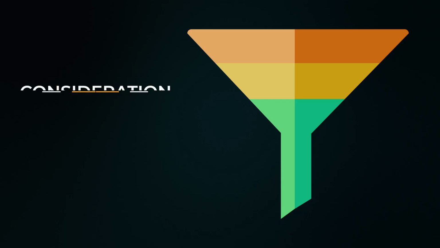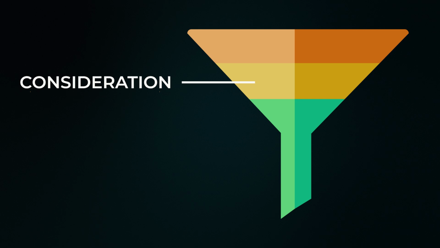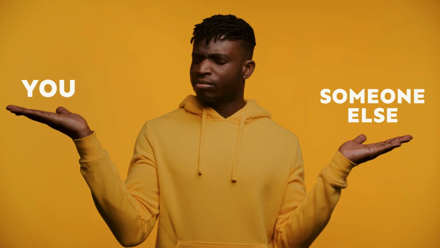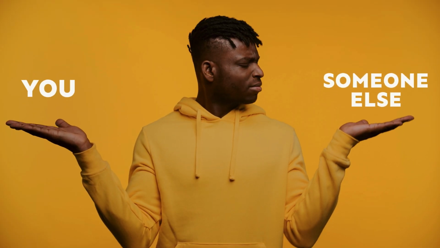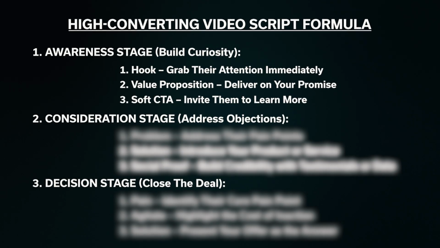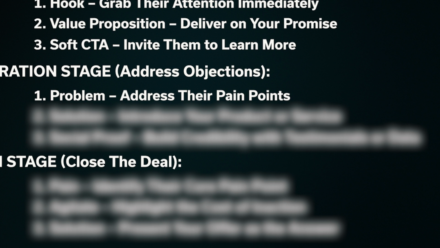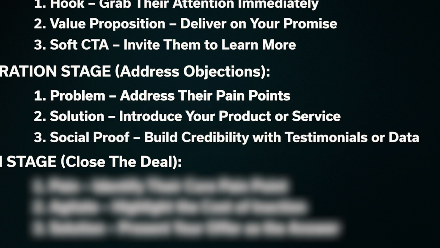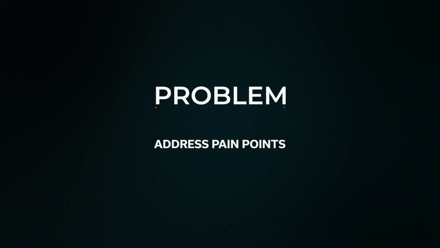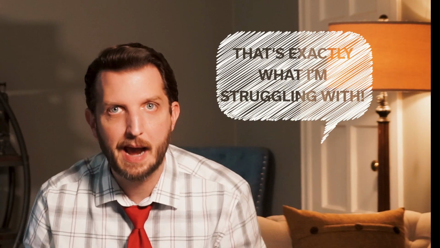Simple as that. You see, the consideration stage is all about nurturing your leads and building trust. Your audience is aware of your brand, but they're still weighing their options and want to learn more about how your solution fits their needs. Now here, your script should focus on 3 key elements: problem, solution, and social proof. So you want to start by clearly articulating the problem that your audience is facing. You want them to think, that's exactly what I'm struggling with. This helps establish empathy and sets up your solution as the answer.